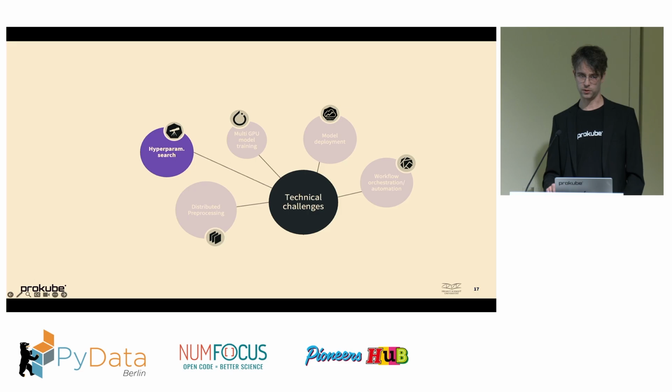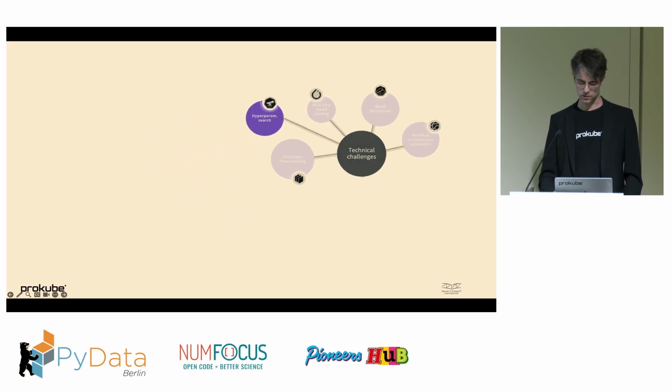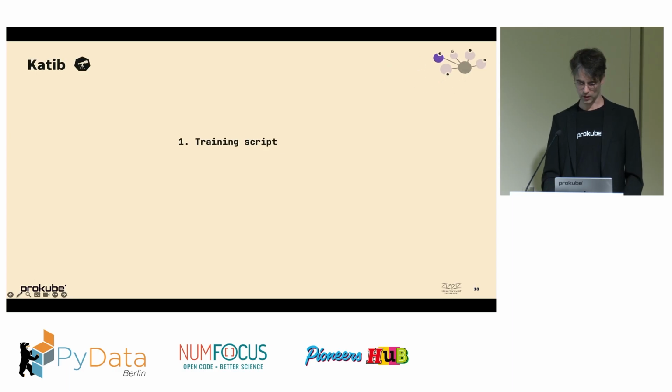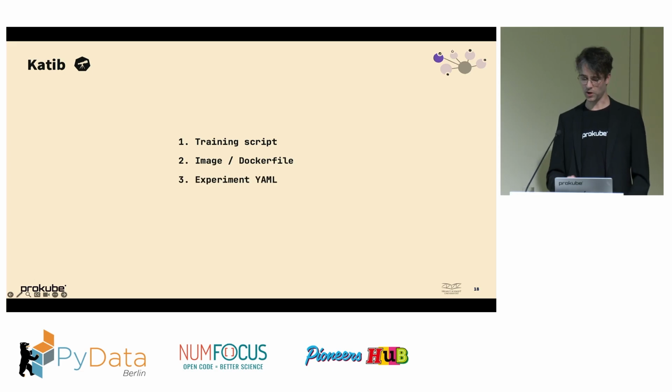Next part, hyperparameter search. So here we're going to use hyperparameter search pretty much in the beginning of our workflow, basically to find good starting parameters for then the proper training of the model. And for that, we need three things: a training script, an image or Docker file, and then an experiment YAML. From now on, we are also going to see quite a bit of YAML, but that's just the way, unfortunately, that Kubernetes works. And while it's a bit ugly, at least in my opinion, you get used to it.